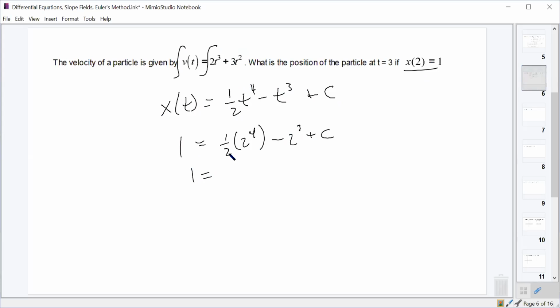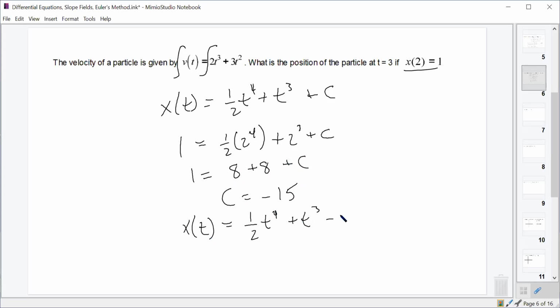And we'll have 1 equals, what does that become? 8. That was a plus. Sorry, I don't know why I've changed those to a minus. 8 plus another 8 plus c, giving us a constant of what? Negative 15. And so we would say that the position function should be equal to 1/2 t to the 4th plus t cubed minus 15. And then we can use that to evaluate our function at any point we want.